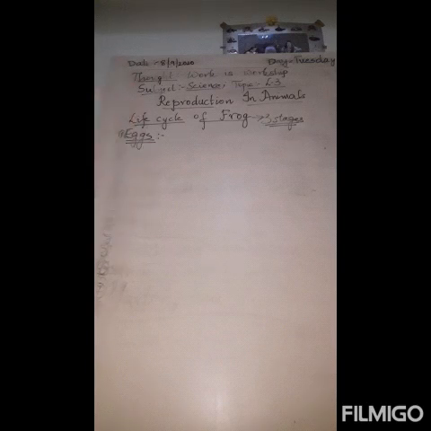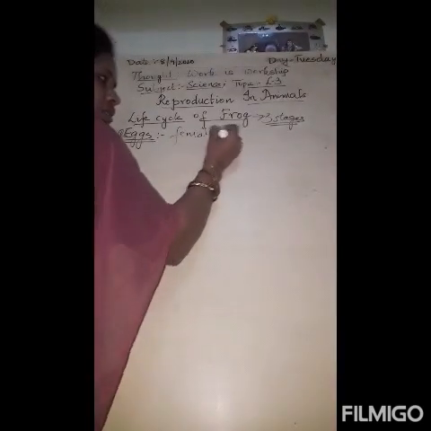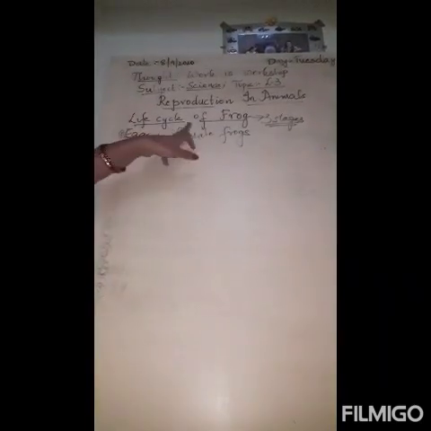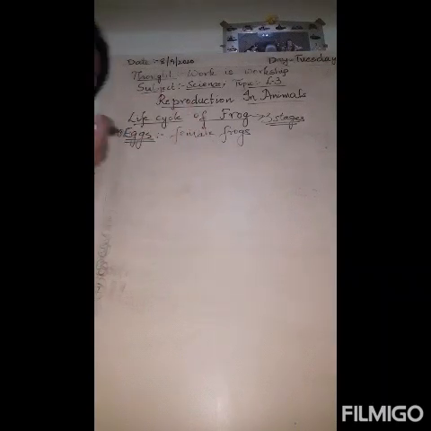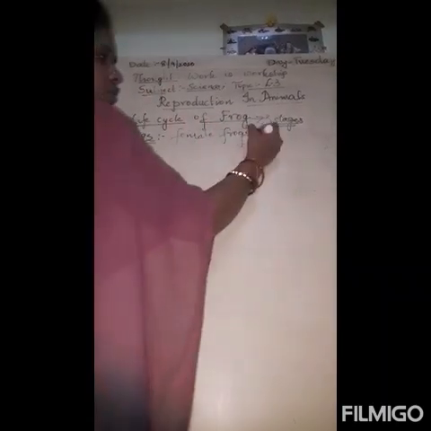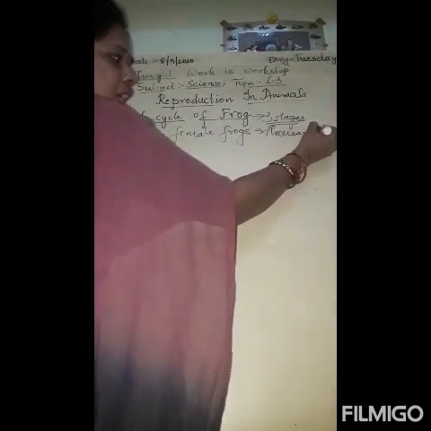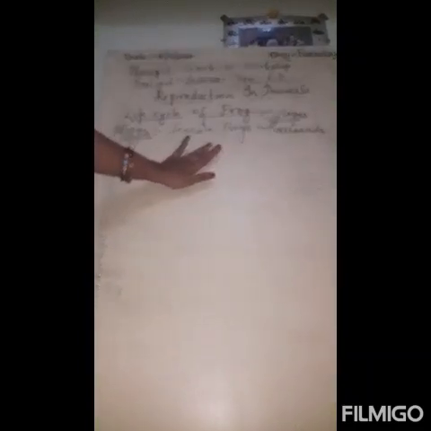So here, what happens? A female frog, we usually know females will lay the eggs. Female frogs will lay the eggs. It is not 1 or 2, it will be thousands of eggs. They can lay thousands of eggs at a time in the shallow waters.